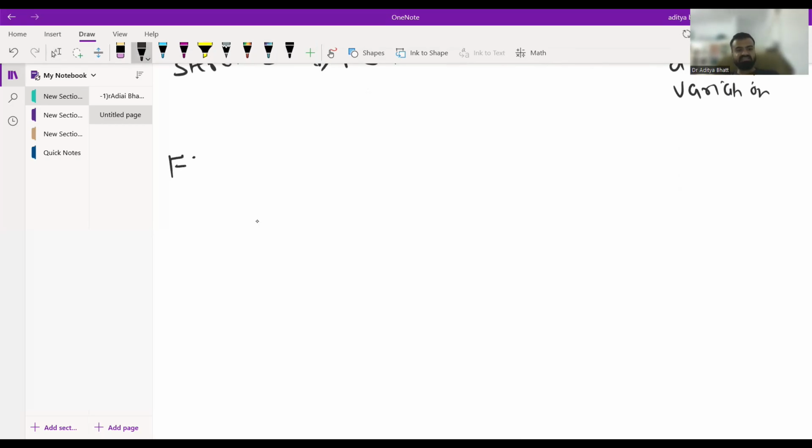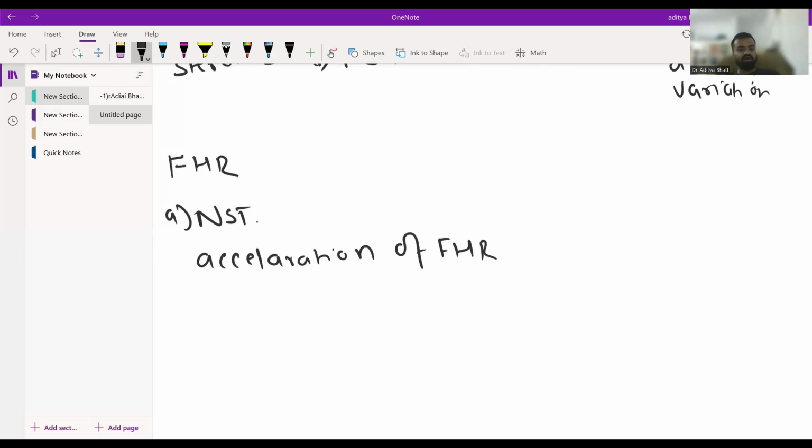Okay, now next is FHR. So for FHR, first thing that we talked about was NST, non-stress test. Now, in non-stress test, what we do is we check for acceleration of fetal heart rate. Now, what is acceleration? There is an increase of more than 15 beats per minute for at least 15 seconds.